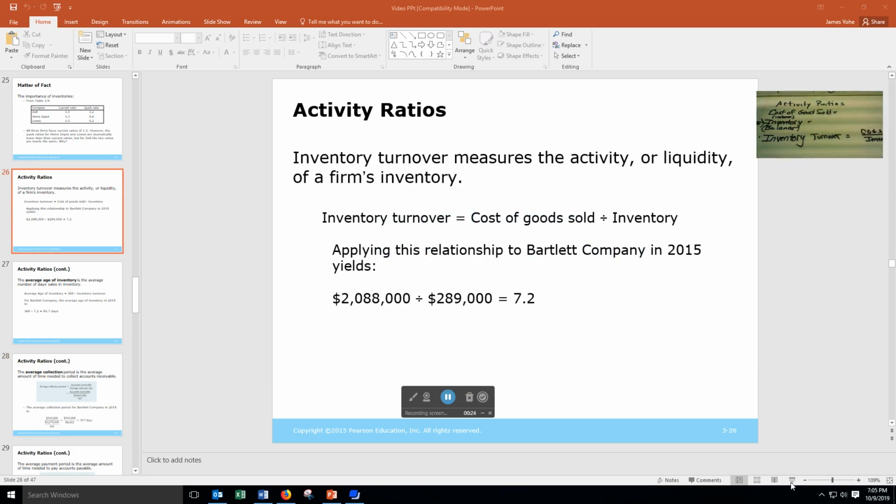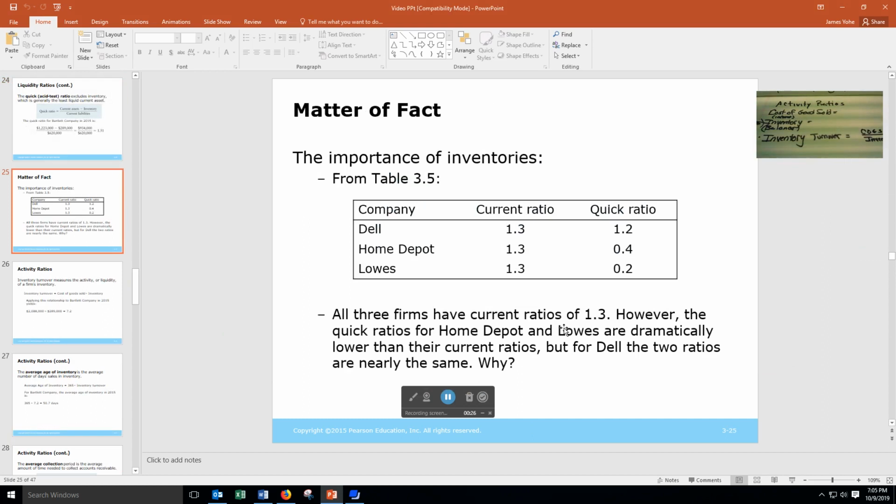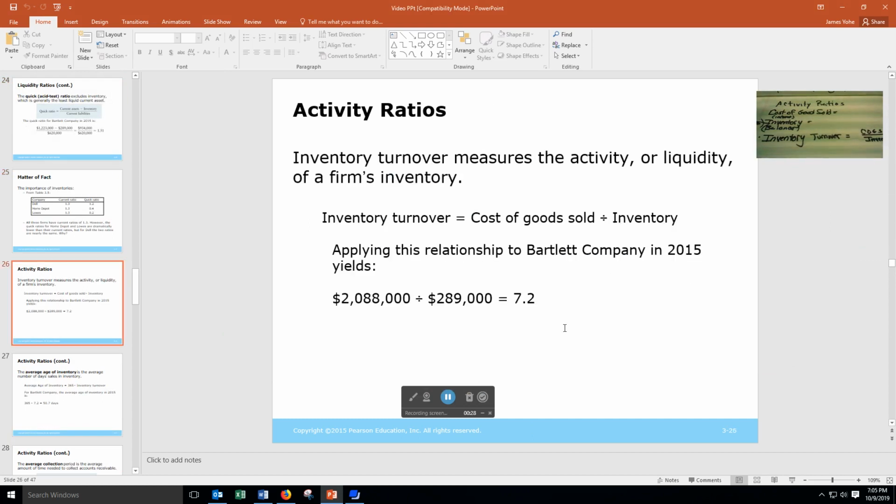The first one that we talk about is inventory turnover. You can think of this as basically how many times a firm turns over their inventory. So if they had, say, $1 in inventory and the cost of goods sold was $3, then you would have turned over your inventory during that period 3 times.